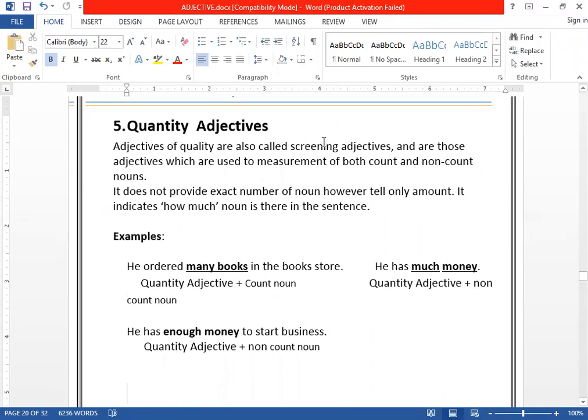The next type of adjective, the fifth one, the last type of adjective for today. We will study the rest inshallah by tomorrow. The last type of adjective we want to study here is called quantity adjective. Whenever you want to measure a noun or know about the quantity of a noun, we use quantity adjectives. These are the adjectives which are used to measure.